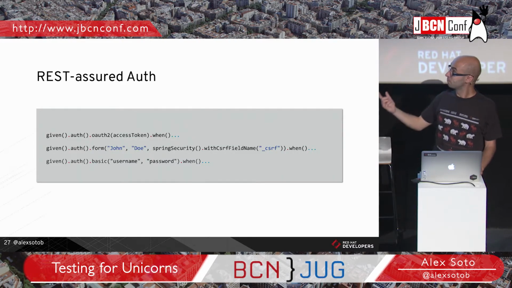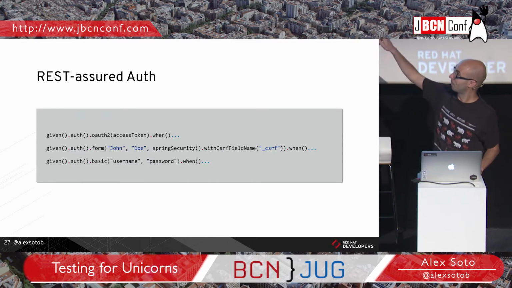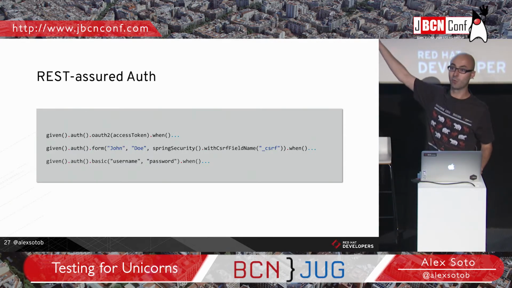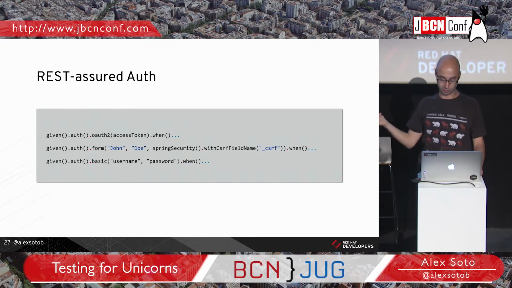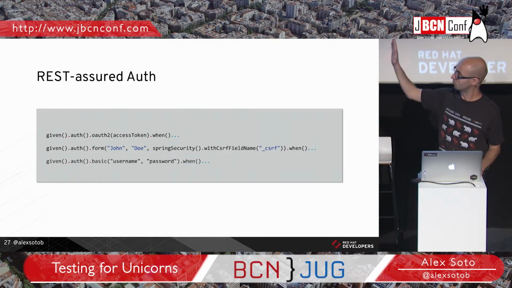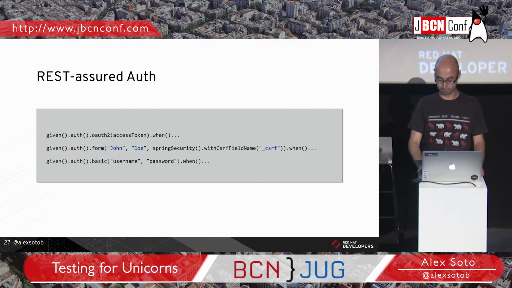There are a lot more features, but the next interesting feature is that Rest Assured implements authentication methods. So you can do given.auth.oauth2, and you pass the access token, and then you don't need to deal with all the auth protocol. It's implemented. And the same for basic authentication, digest authentication, form authentication, CSRF token, and you can even implement your custom authentication method. So you don't need to take care of all this authentication process.